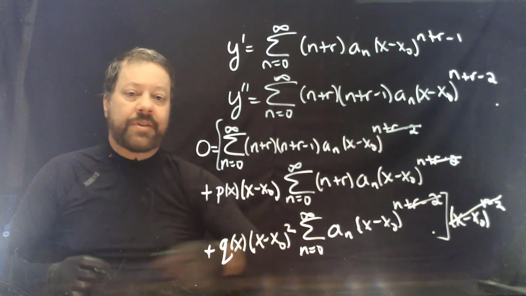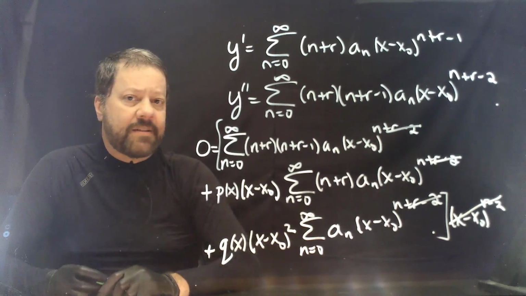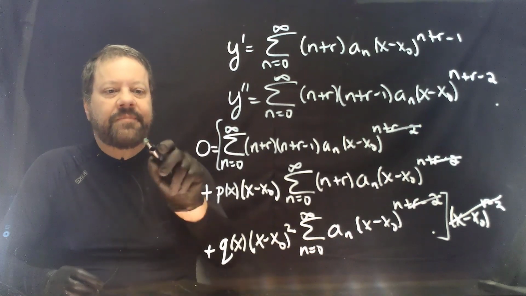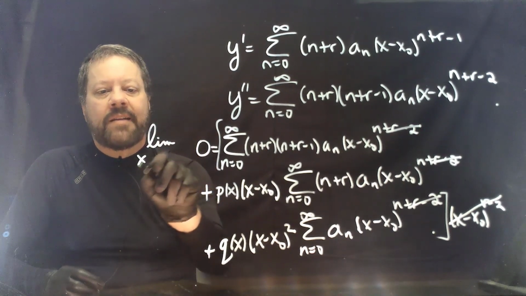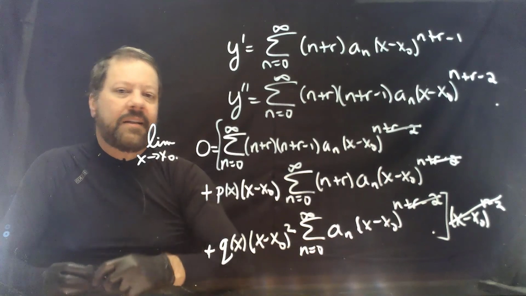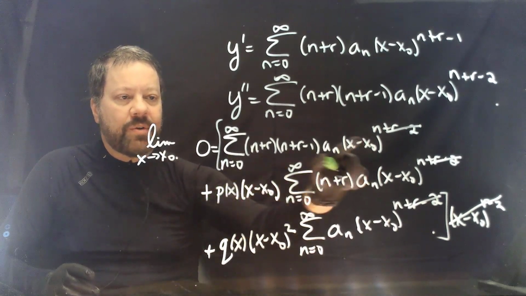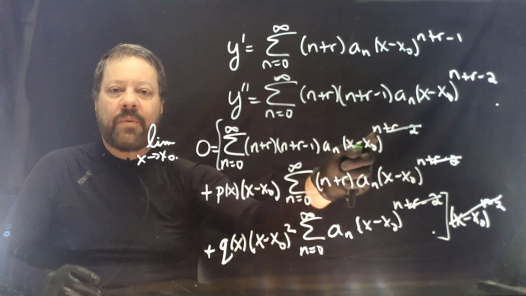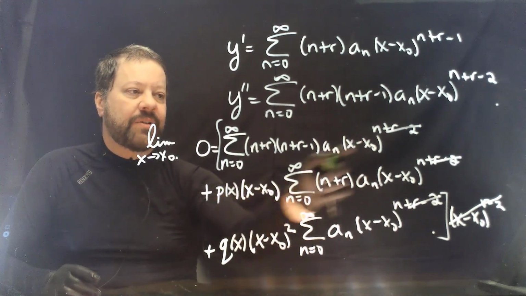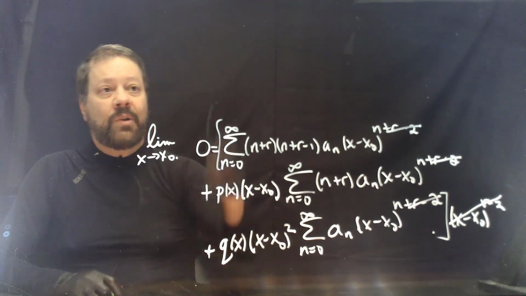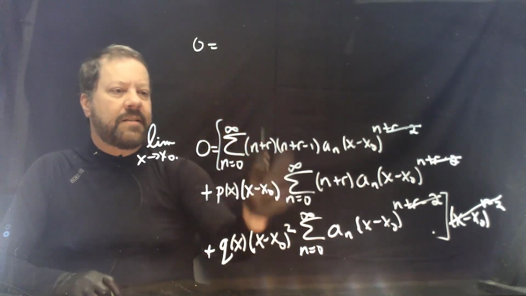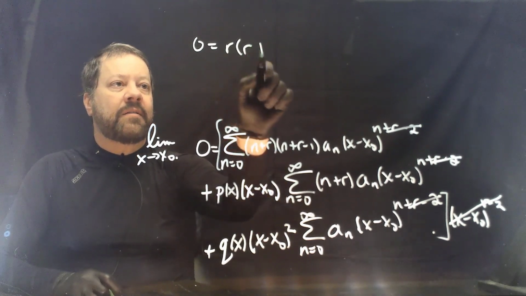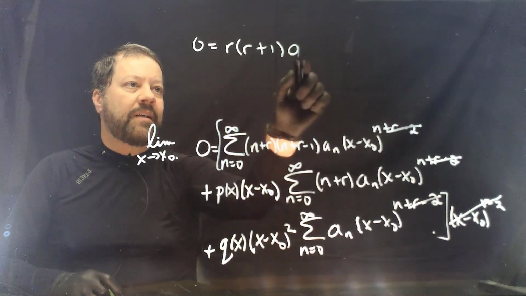And for the purposes of our analysis, we'll divide that factor off. We'll then take the limit as x goes to x naught, in which case most of the terms of this series will go to 0 because of this power. The only one that won't is the n equals 0 term. We'll obtain, let's see, if n equals 0 is the only term left over, you'll have r times (r minus 1) times a naught.